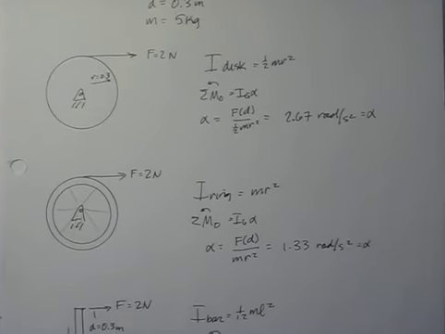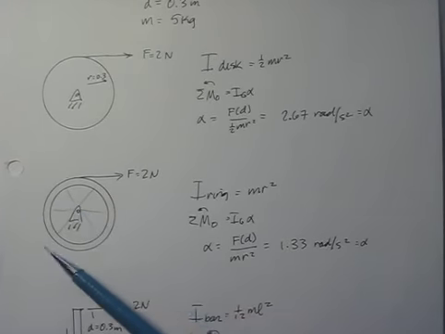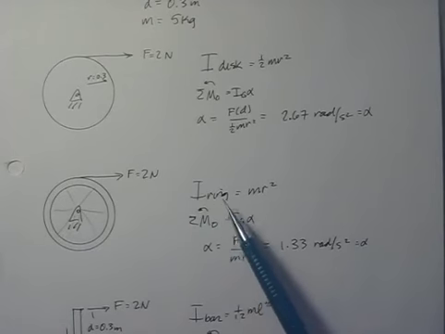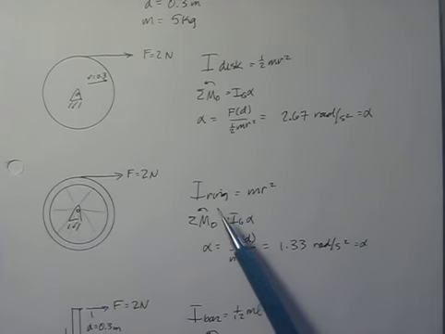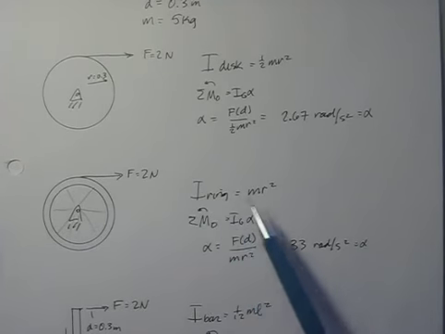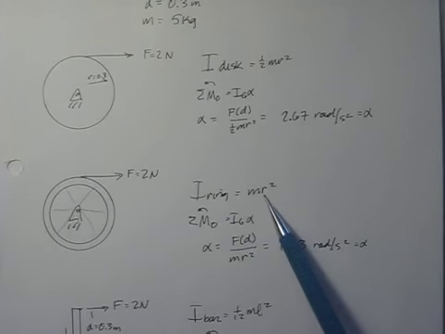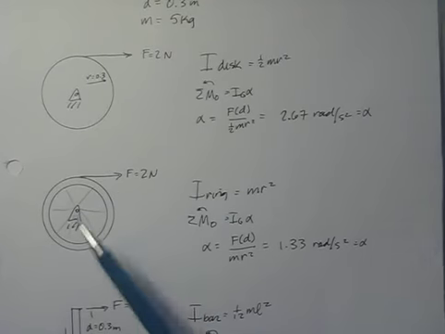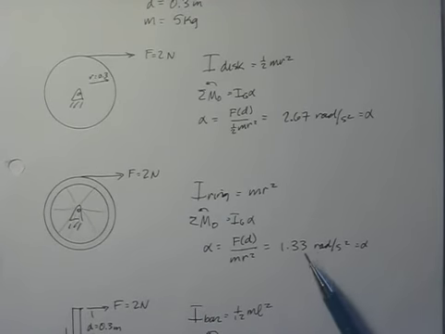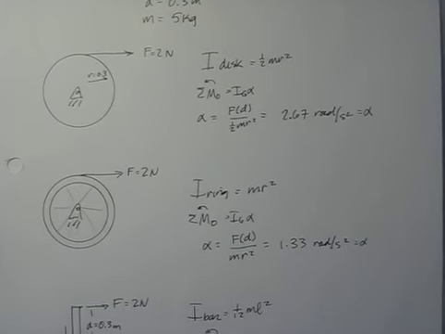All right, here's a different shape. This is a ring where all the mass is concentrated on the outside, and we'll soon learn that the moment of inertia of a ring is mr squared. In other words, it's twice as much as if the same mass is evenly distributed over the whole disk. Do the same sort of thing, and we find that the angular acceleration is 1.33.